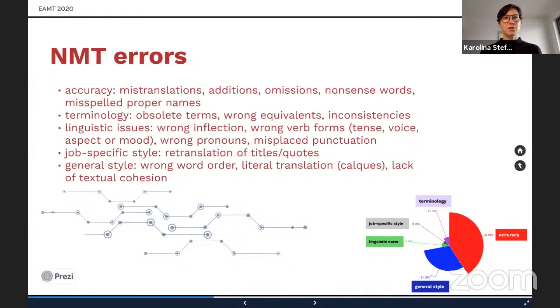Also, errors in terminology were reported to be very common. This ranged from deprecated, obsolete terms chosen instead of the preferred ones to, of course, choosing wrong equivalents for a given context. And mistakes of this kind were very common, especially for single word homonyms. For example, stock may have two meanings. It may be a fish stock, it may be a financial stock. A human translator knows which type of text he or she is translating, and the machine usually mixes it.